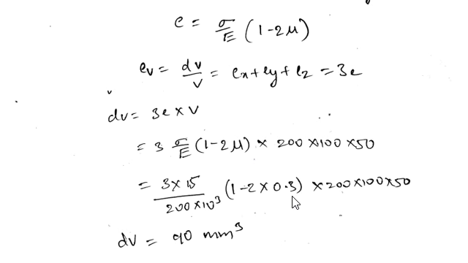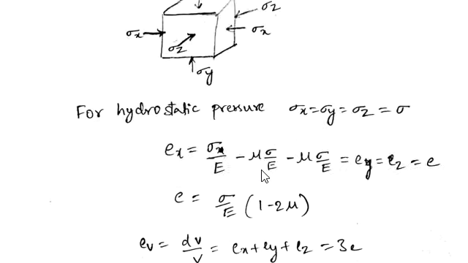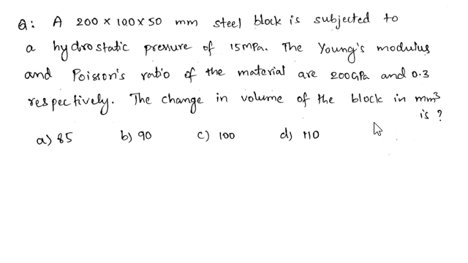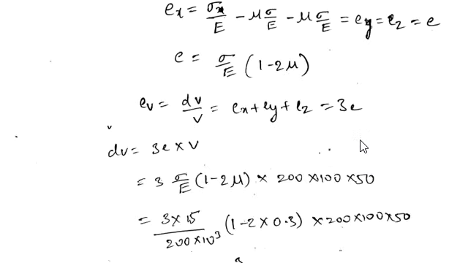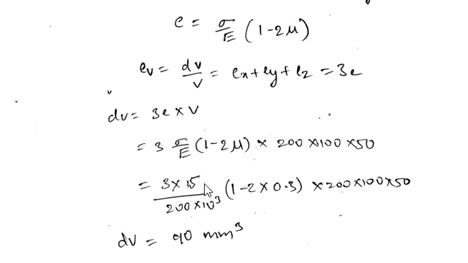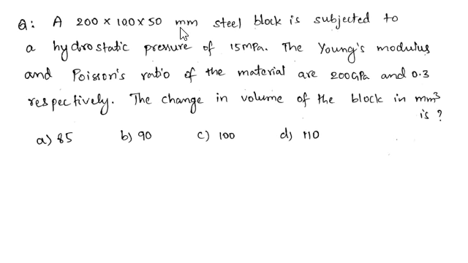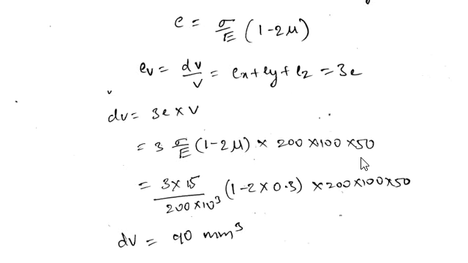And mu value is given 0.3, and E value is given 200 gigapascal, but you have to substitute in megapascal. Why? Because megapascal or Newton per mm square both are same. So this is also megapascal, so this should be also megapascal. So for 200 into gigapascal to megapascal is into 10 to the power of 3. So 200 into 10 to the power of 3. So this is megapascal or Newton per mm square, and these are given in mm, so the units are balanced.